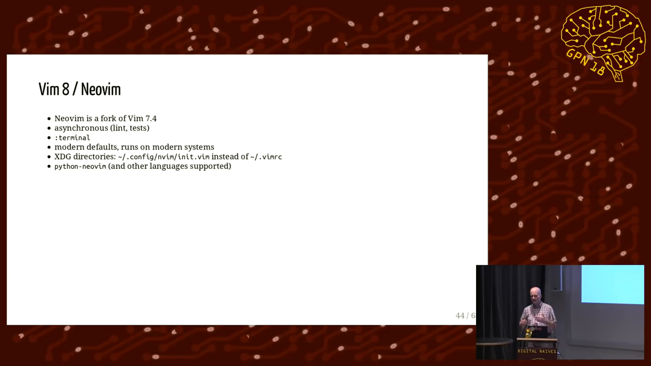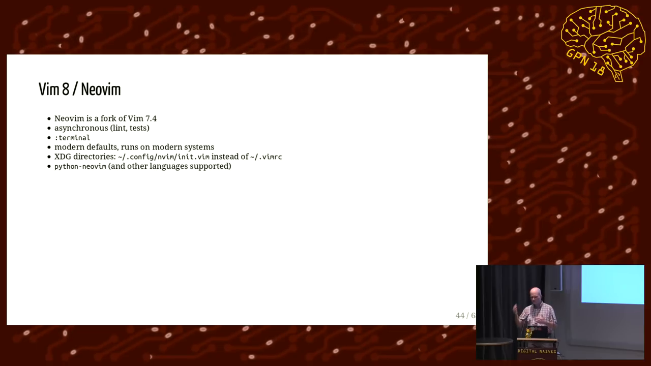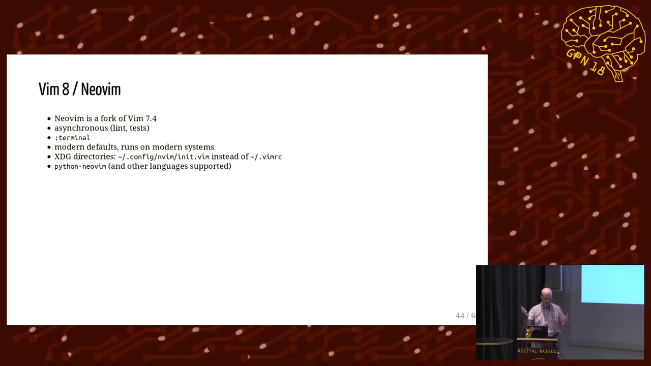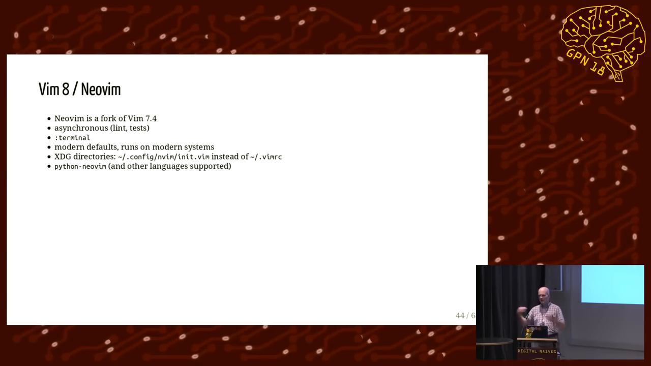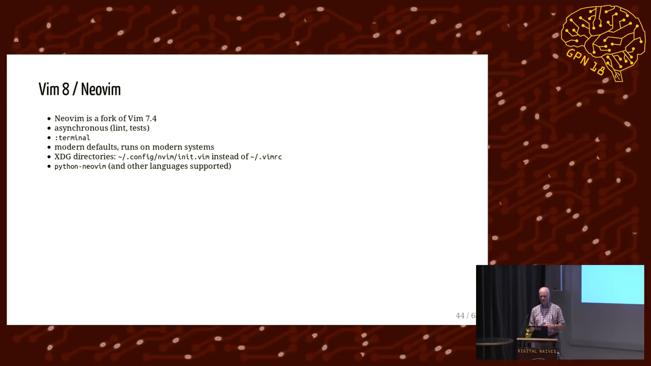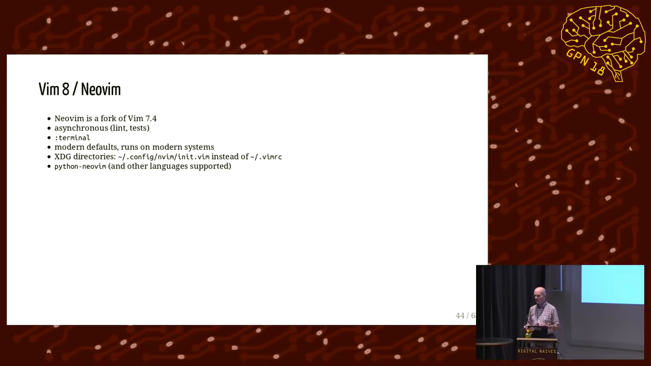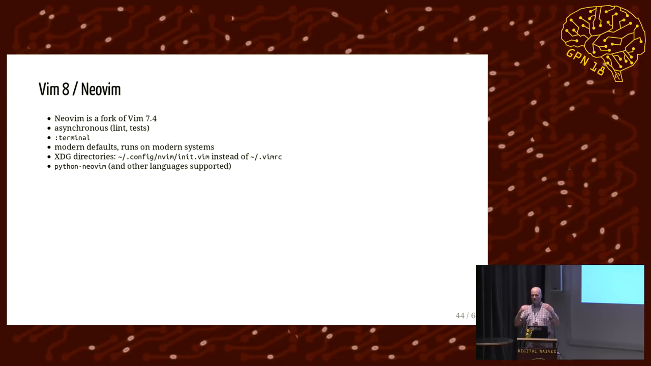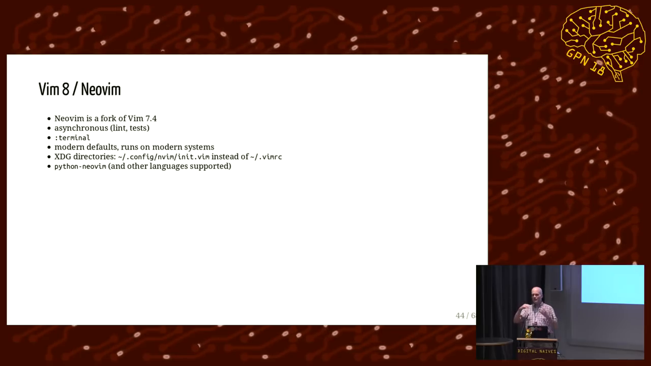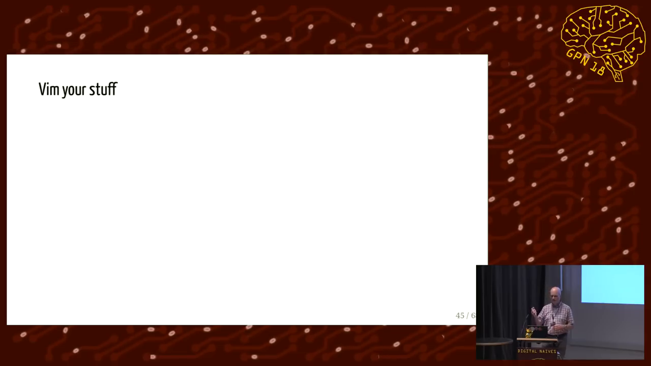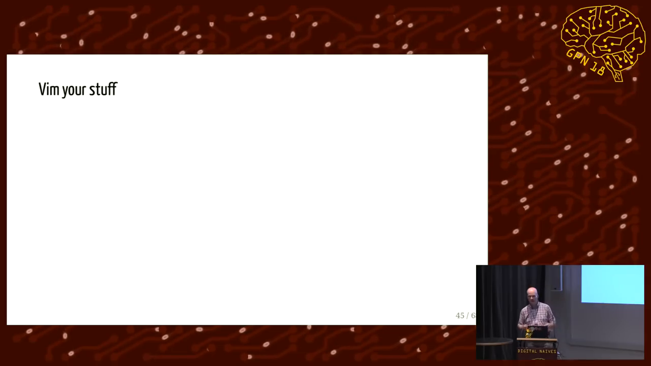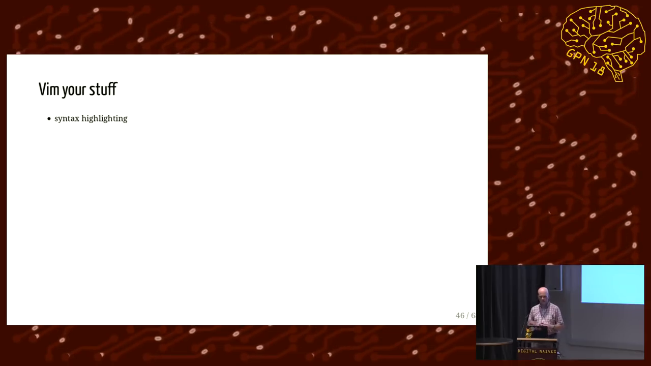So you can write your own plugins in JavaScript, in C, in Java, and use them in Vim. This means that it allows you to use the programming language you know best to work on your daily text editing tasks. Vim your stuff. So how can Vim help you to work on your text?